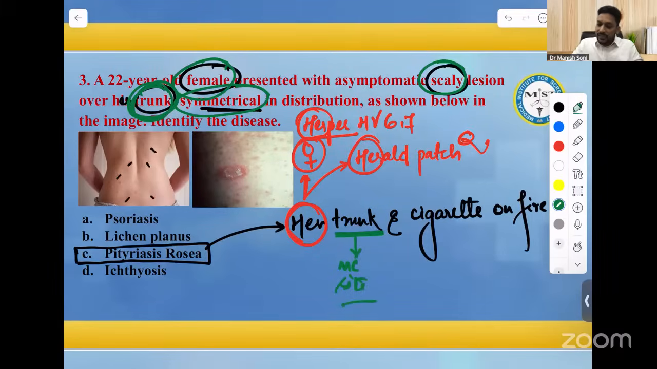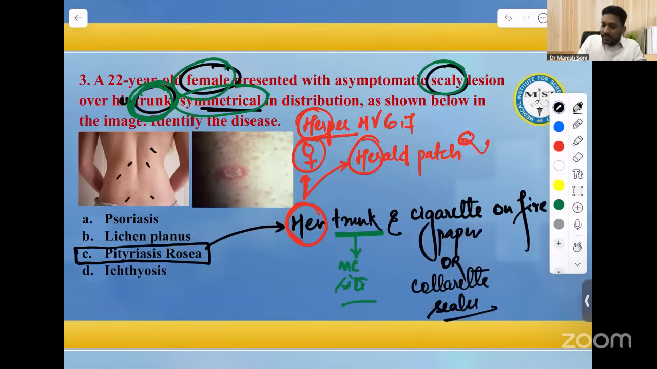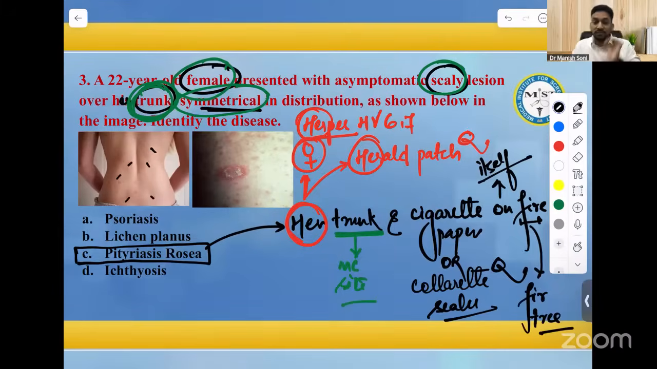Cigarette paper scaling is seen, which is also known as collarate scales, collar-like scales. So collarate scales are seen, another important feature. This is a self-limiting condition, so it heals on itself. And fir tree or Christmas tree appearance is seen, which I already told you.